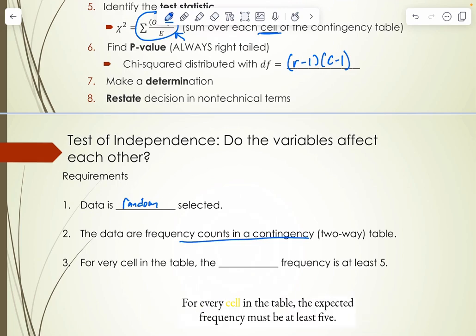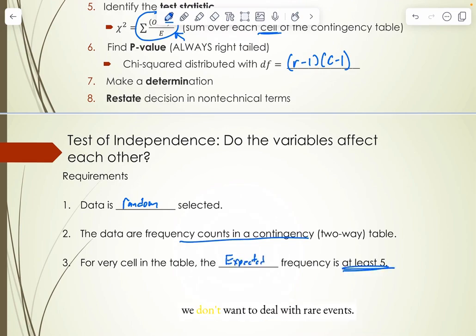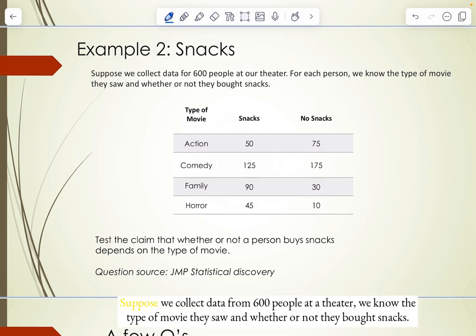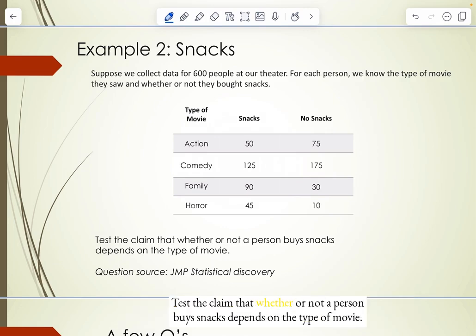Now, for every cell in the table, the expected frequency must be at least 5. We don't want to deal with rare events. For the example, suppose we collect data from 600 people at a theater. We know the type of movie they saw and whether or not they bought snacks. Test the claim that whether or not a person buys snacks depends on the type of movie.